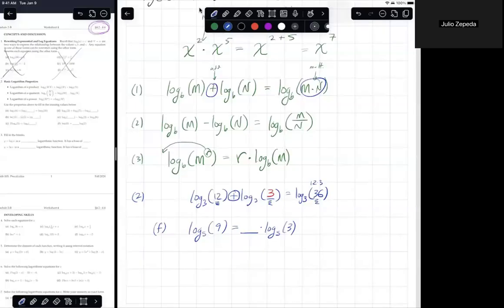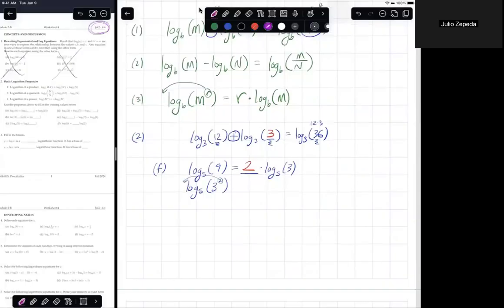Well, let's see. It doesn't look like there's a sum of logs or a difference of logs. So this is probably going to be property number 3. And we know that 9 is 3 squared. So using property number 3, that allows us to pull a 2 outside. And so log base 5 of 9 is equal to 2 times log base 5 of 3. That is our blank spot.